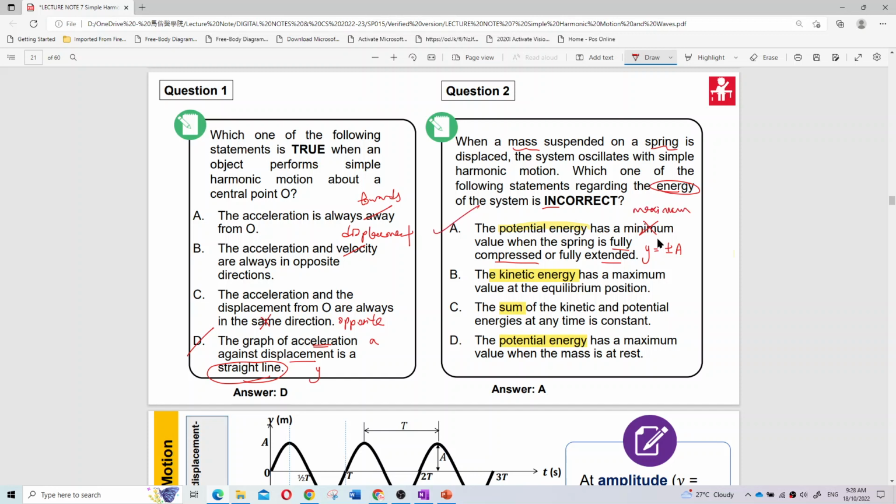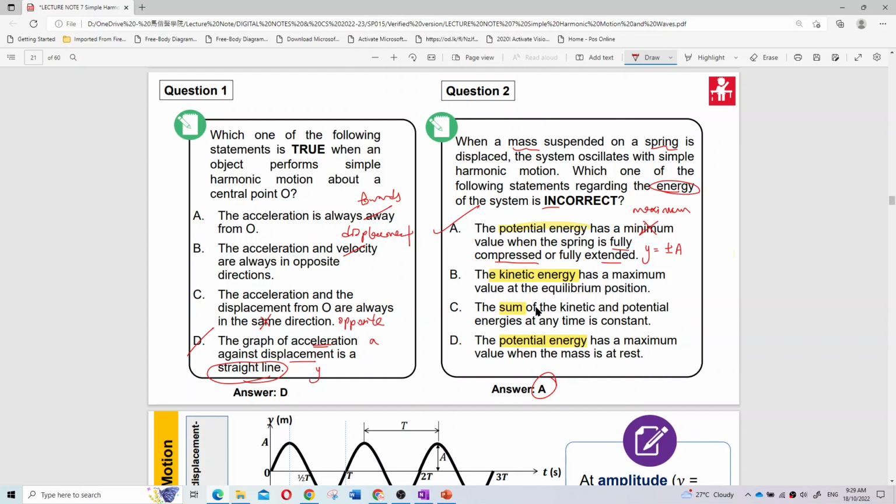The answer is A. Woo! The answer is A. So fast. So potential energy is maximum when fully extended, right? Because the spring stores the most energy when fully extended or fully compressed. Maximum. So kinetic energy has maximum value at equilibrium.